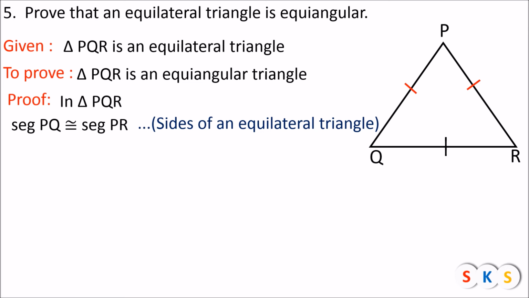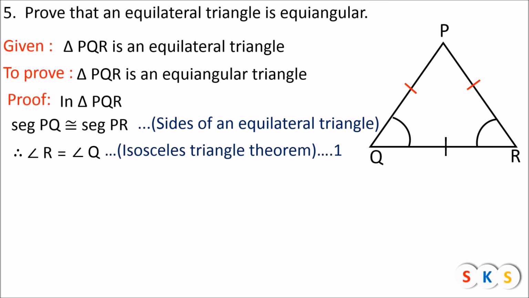Okay, so angle Q is opposite to PR and angle R is opposite to PQ, as you can see in this figure. These two angles are opposite to those two equal sides. So angle R equals angle Q according to the isosceles triangle theorem. Got it? Why are these two angles equal? Because they are opposite to equal sides.